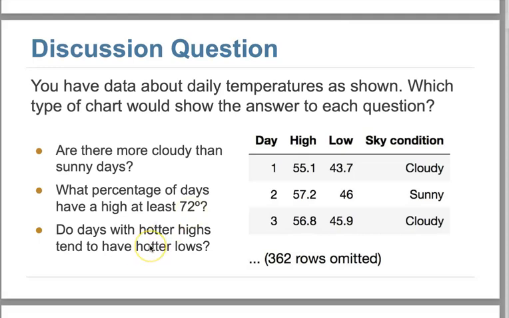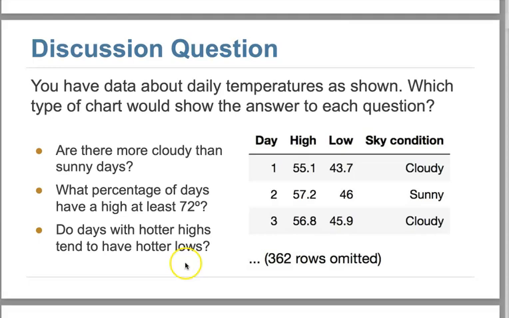So the last one: do days with higher heights tend to have higher lows? Again, what columns are we looking for? We have heights, we have the lows. So we care about the height and the low column. These two columns are both numerical data, and they don't really have a sequential movement. So that's why we had better use the scatter plot.